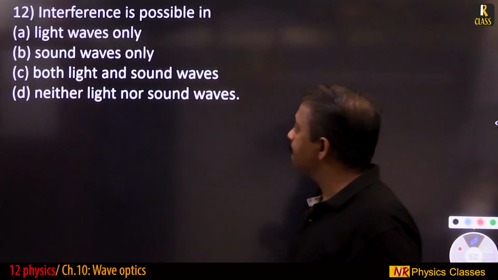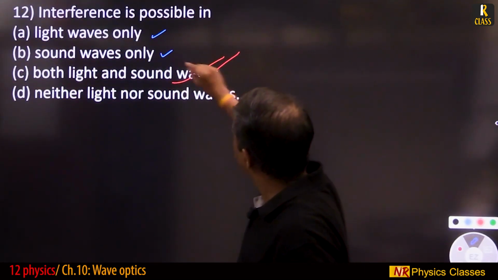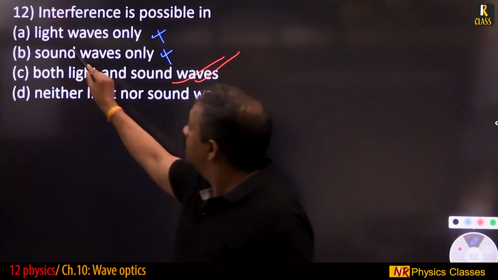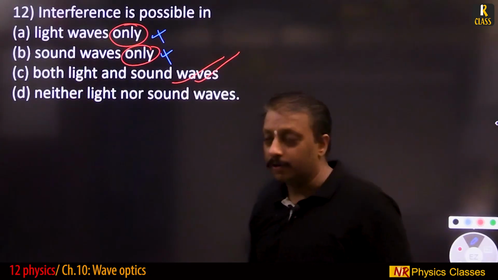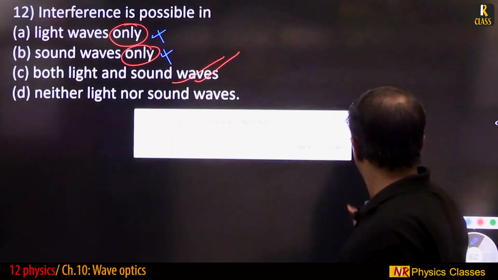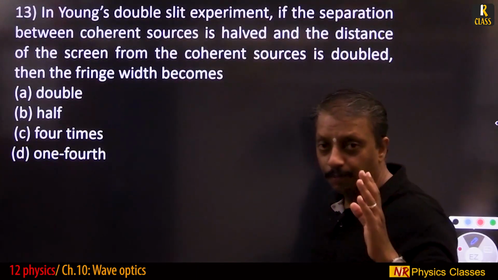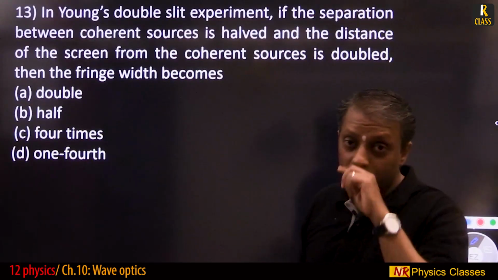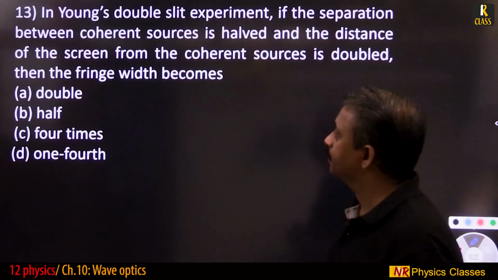Interference is possible with light, with sound, both. Only light is spoiling the broth. So this is the answer. It's possible with both. Diffraction is possible with both. Polarization is possible only with light, transverse nature.